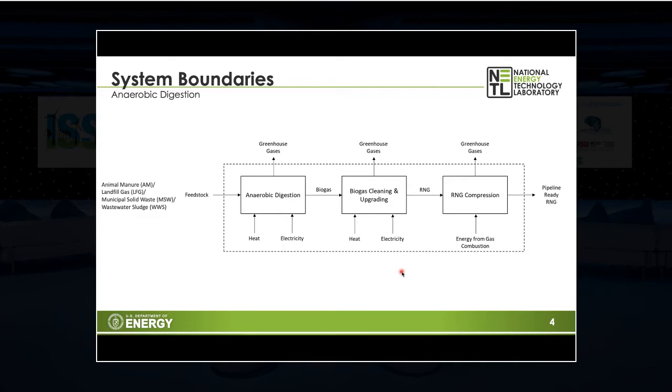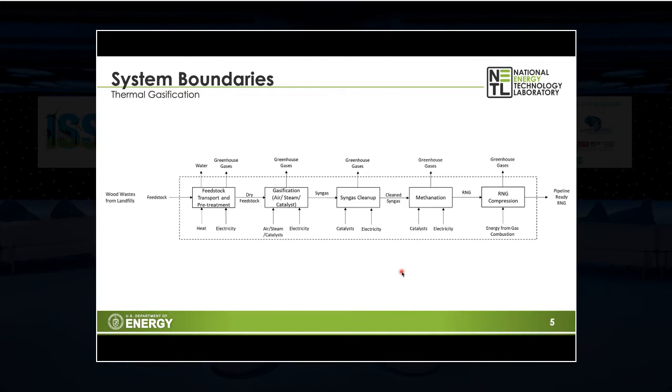The high pressure water scrubbing method is the most common cleaning and upgrading method, which is used for all the feedstocks, whereas the two amine scrubbing methods are only used for the wastewater sludge feedstock. For this pathway and the others, our boundary accounts for all the heat, electricity, and other energy flows in the process. Now let's look at the boundary for the thermal gasification pathway.